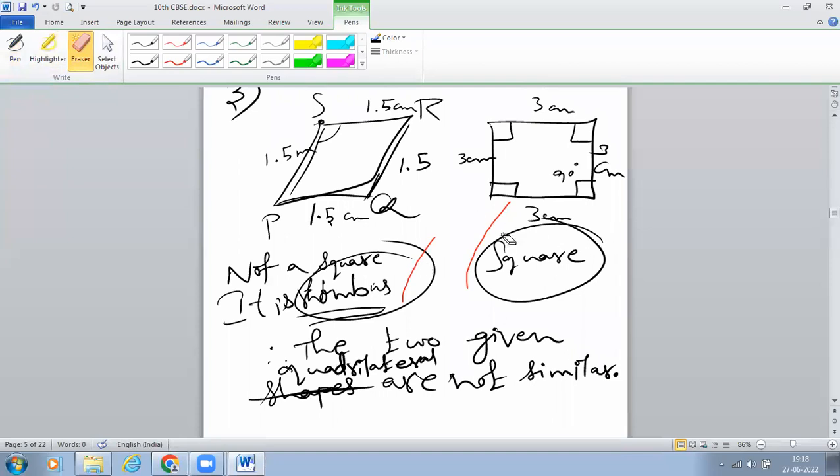I can't erase this red color line. Okay, those who tried drawing lines, please erase this one. Sir, thank you so much. Yeah, next, which question?